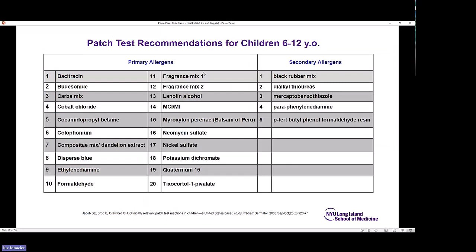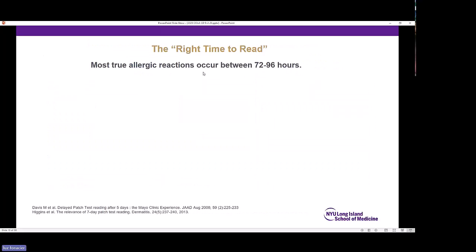In children, you can probably just get these from the handout because you do not have enough area in children to do expanded series in the back. You can do the primary and secondary allergens. The TRUE test is approved for children 6 and above. So if you want to go ahead with the TRUE test, again, you might miss a few things, but it is approved for children 6 and above.